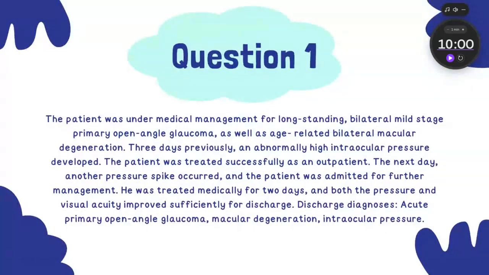All right, so our first question: the patient is under medical management for long-standing bilateral mild stage primary open angle glaucoma, as well as age-related bilateral macular degeneration. 3 days previously, an abnormally high intraocular pressure developed. The patient was treated successfully as an outpatient. The next day, another pressure spiked, and the patient was admitted for further management. He was treated medically for 2 days, and both the pressure and visual acuity improved sufficiently for discharge. The discharge diagnoses were noted as acute primary open angle glaucoma, macular degeneration, and intraocular pressure.